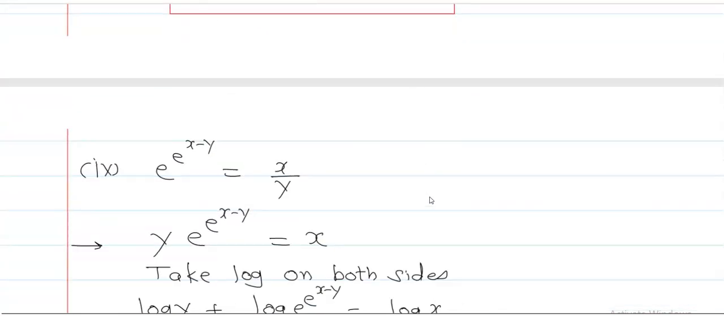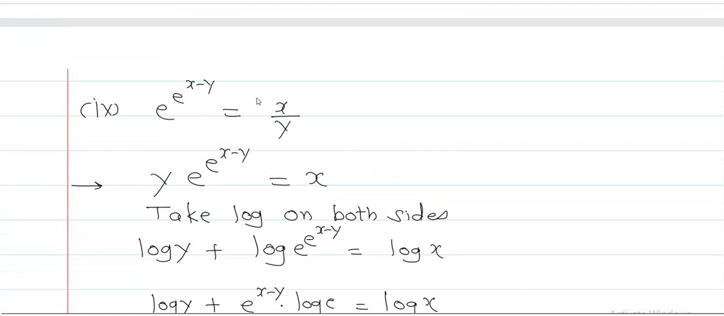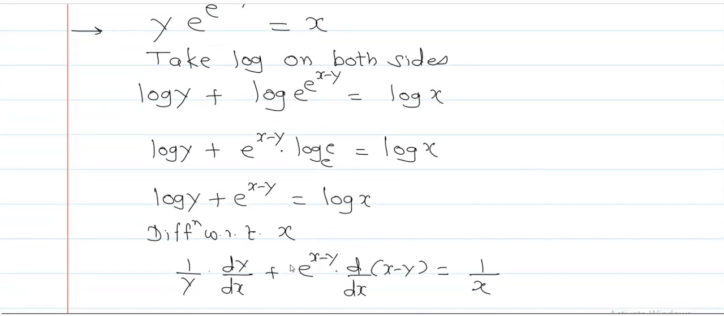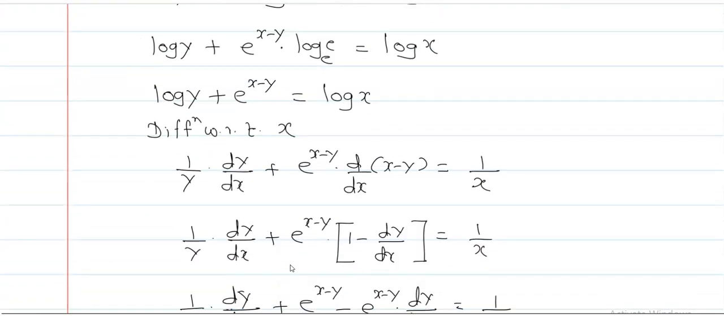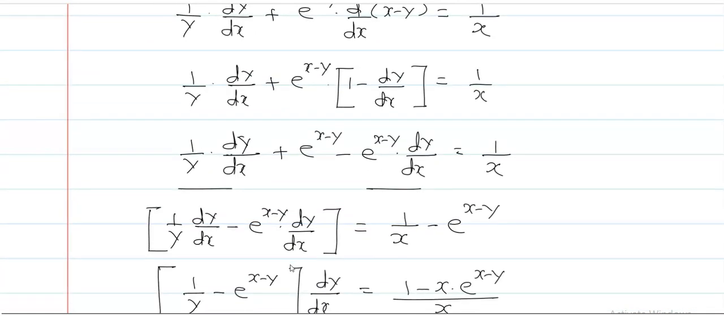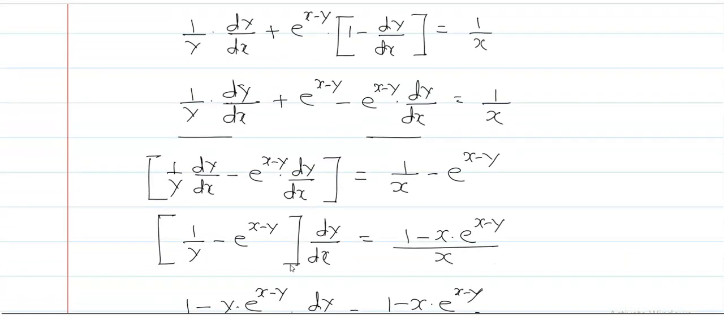In the same way, example number 9, that is y into e raised to x is equal to e raised to x minus y. Take log on both sides, log of y plus log of e raised to x is equal to log x minus y. Therefore, log of y plus x, log of e to the base e is 1. Again differentiate this, therefore you will get the answer. Finish all these examples.